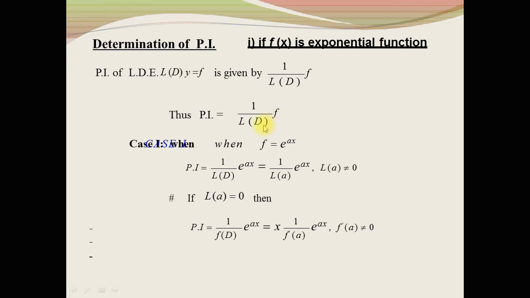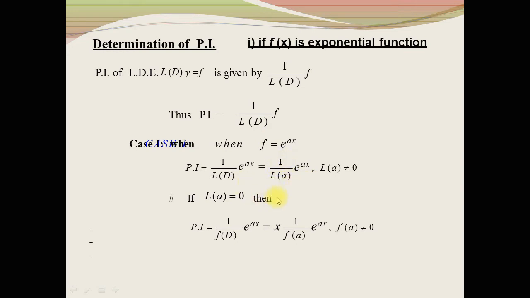Now if this f function takes the form e power ax, this is the first case, then the particular solution will be 1 over L of D into e power ax. Replacing D by this coefficient a, we obtain the particular function 1 over L of a into e power ax, where L of a does not equal 0. But when we replace D by a and the result is 0, then 1 over 0 is undefined.